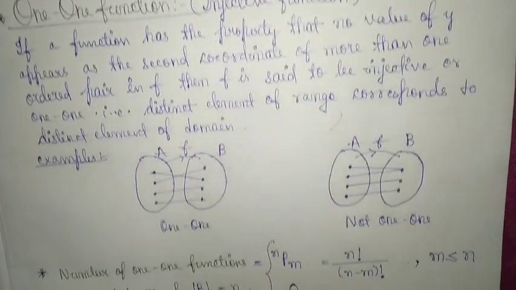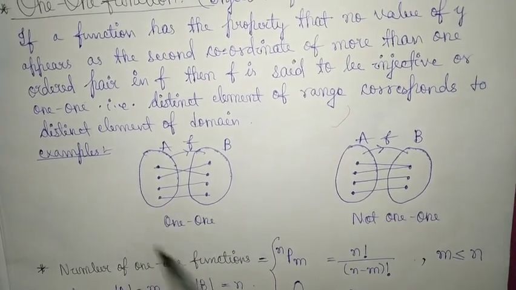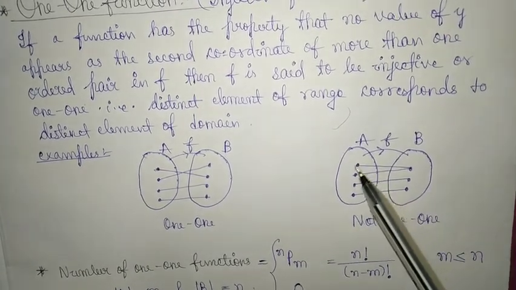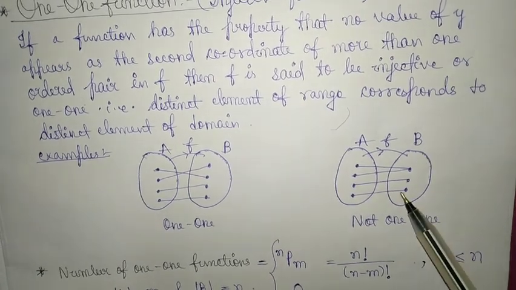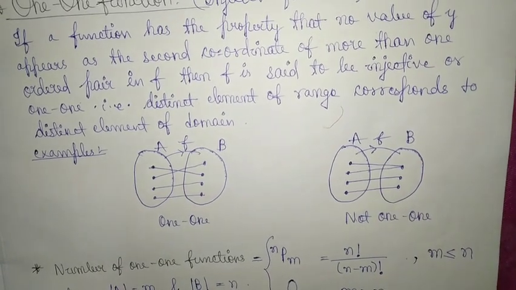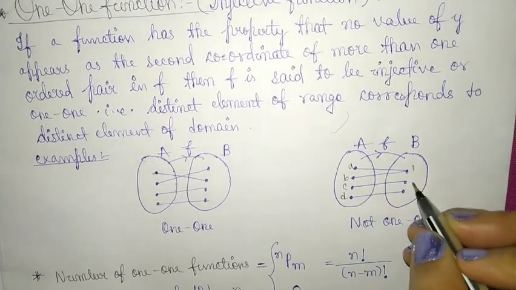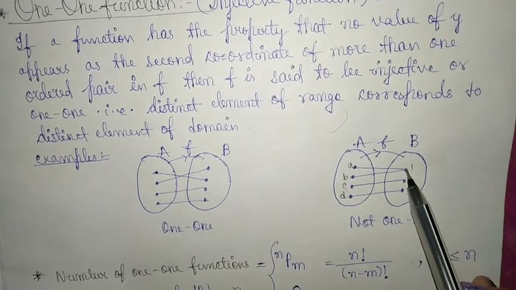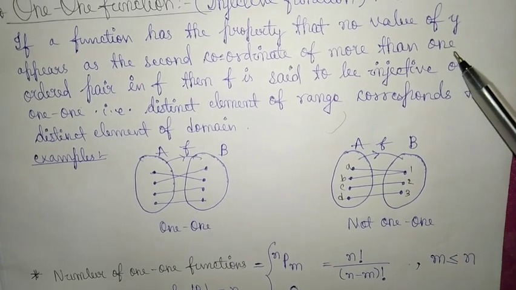Now let us see some examples. Here this one is a one-one function and this is not, because here each element of A should correspond to a unique element of B. If this is A, B, C, D and this is 1, 2, 3, then here A and B both are corresponding to 1. So this is not one-one according to its definition.